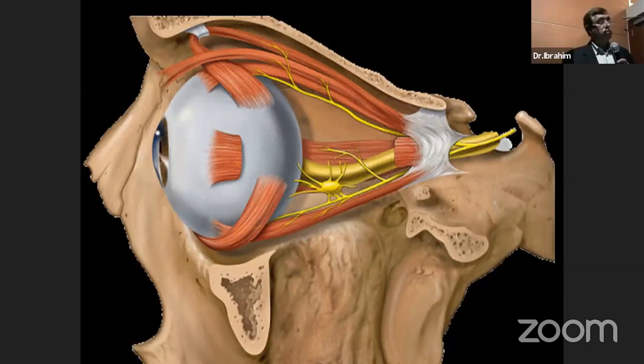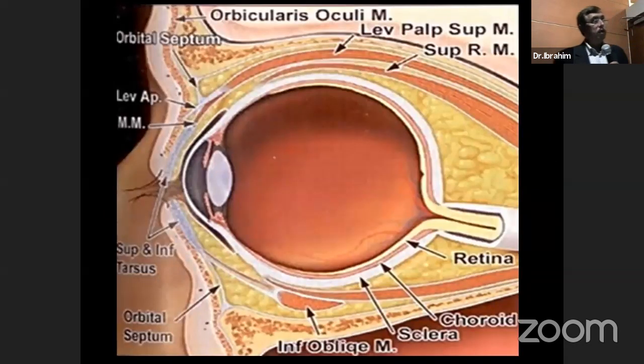The globe is controlled by these muscles: inferior oblique, superior oblique, superior rectus, inferior rectus, lateral rectus, medial rectus. And here, we have cut the lateral rectus. You can see the optic nerve, the ciliary ganglion, the long and short ciliary nerves, and so on. If you have a cut like this, this is the globe, this is the optic nerve, this is the fat, which is within the cone of the muscles.